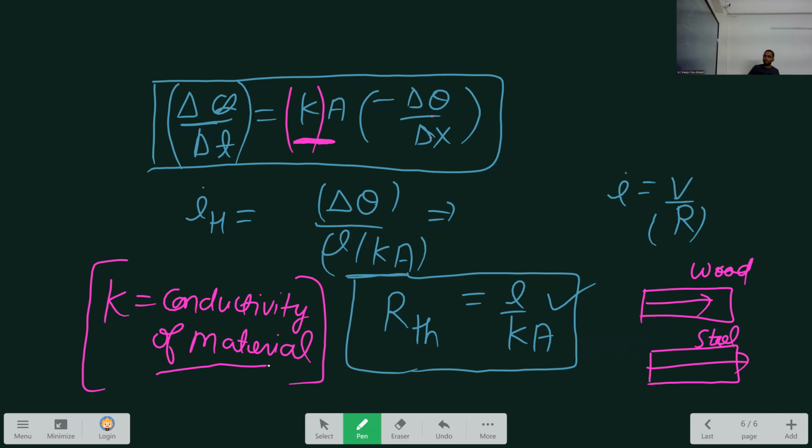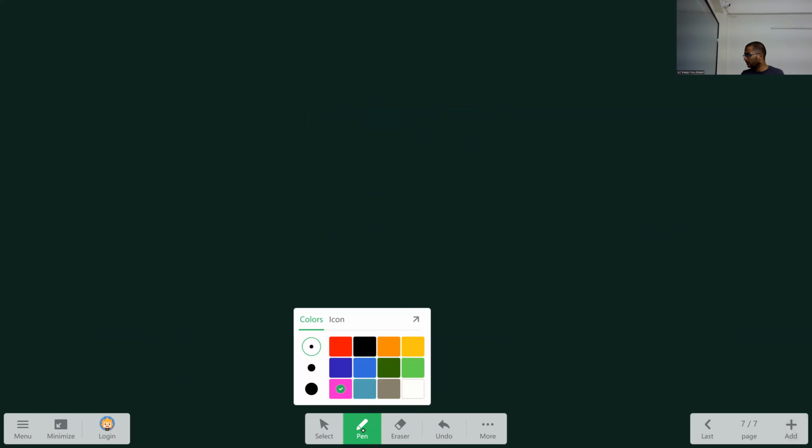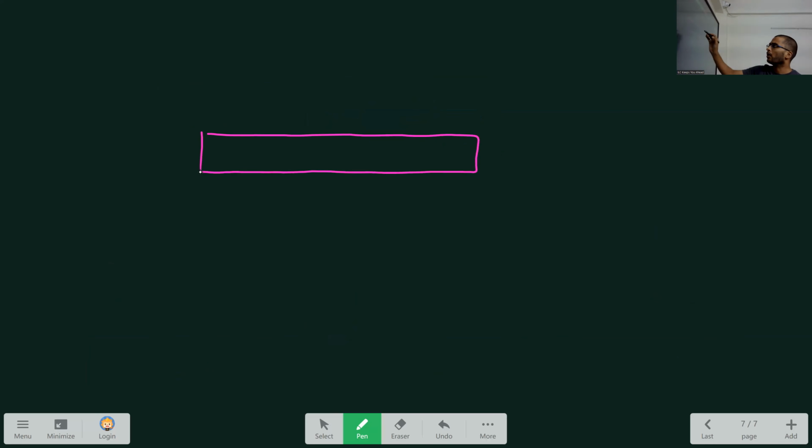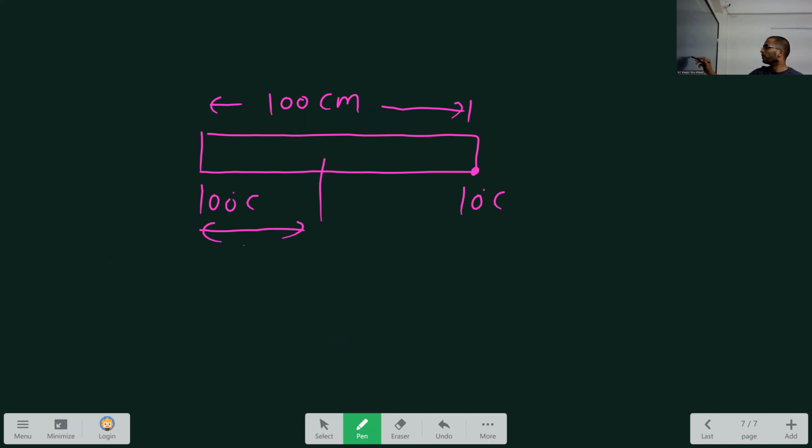Now students, let's solve some questions on our conduction. Okay, let's begin with a very easy question. So suppose you are given a rod. Suppose this end has temperature 100 degrees Celsius and this end has temperature 10 degrees Celsius. Now this is a meter rod, so suppose length is 100 centimeter. You are to find the temperature at 20 centimeter from the hotter end. Suppose the temperature is T, you have to find this.